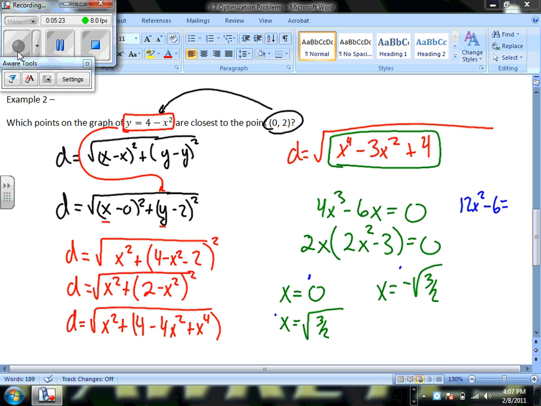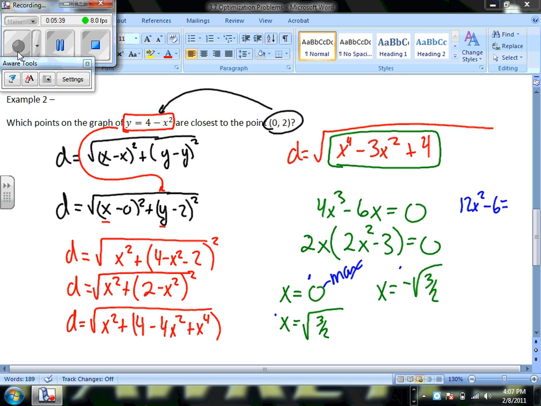If I plug 0 in, I'm going to get negative 6. Well, we know by the second derivative test, since we got negative 6, this is going to be a maximum. Oh, we don't want that. That's not good. Hopefully, the square root of 3 over 2 is going to work.